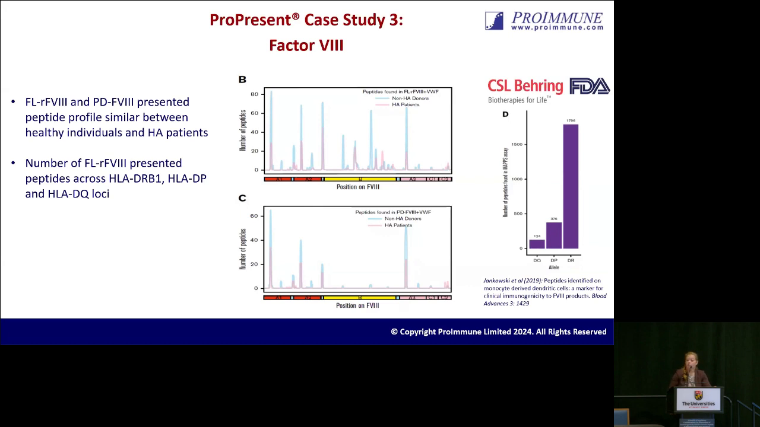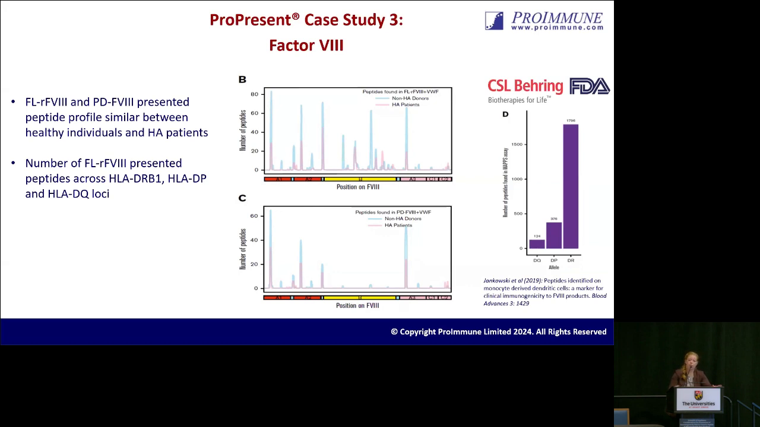And not only did we perform this study with healthy donors, which is shown in those blue peaks, but we also looked at hemophilia patients. And what you can see is the number of peptides or the magnitude of response across factor VIII was higher in the healthy donors, but the peptide presentation profile is nearly identical between the two cohorts for both proteins.